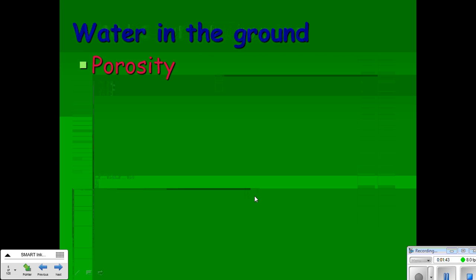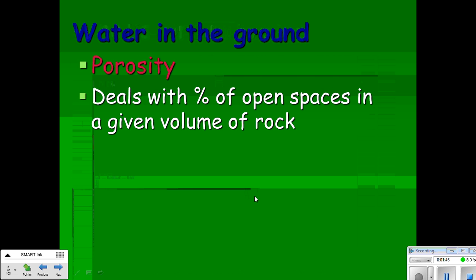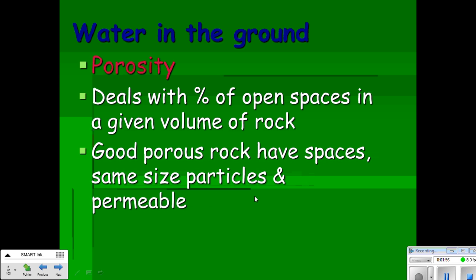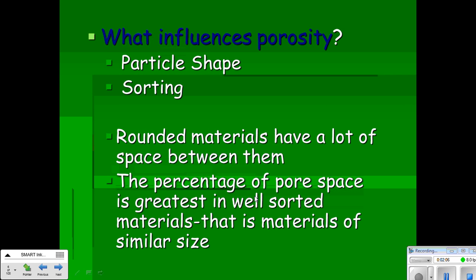Water in the ground, porosity, deals with the percentage of open spaces in a given volume of rock. So porosity is just the amount of space between particles. Good porous rock have spaces the same size particles and are permeable. What influences porosity? Particle shape and sorting. Rounded materials have a lot of space between them. The percentage of pore space is greatest in well-sorted materials, that is, materials of similar size.